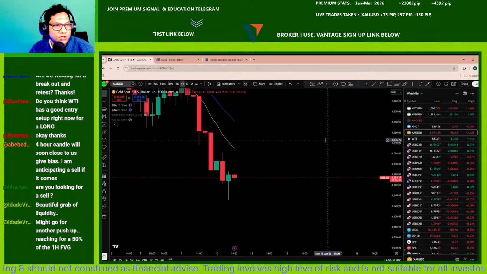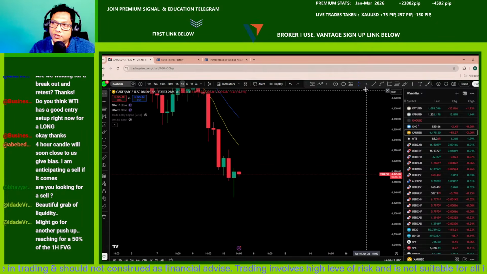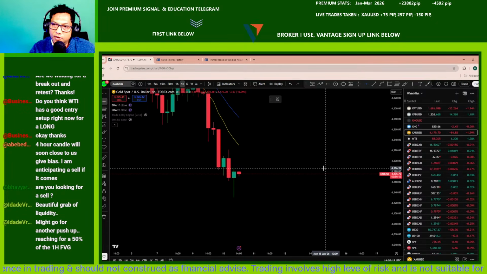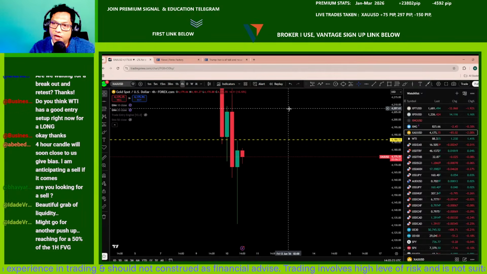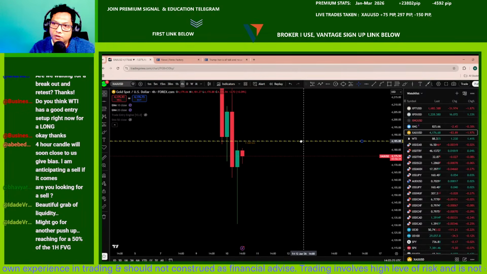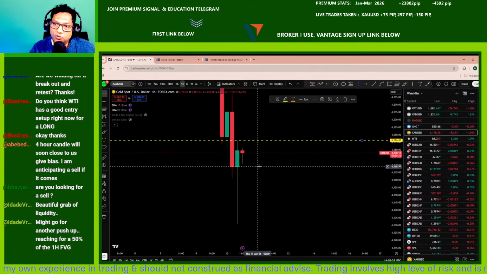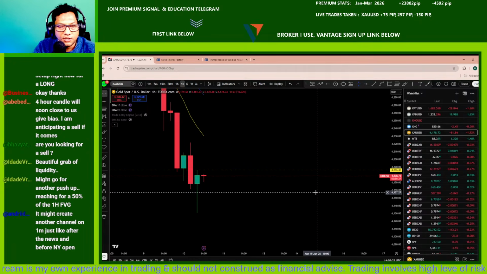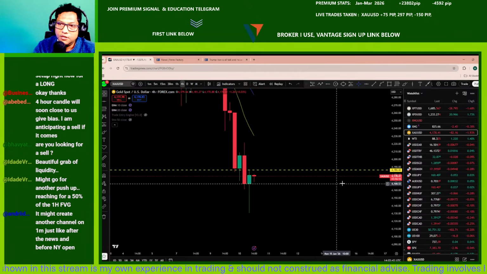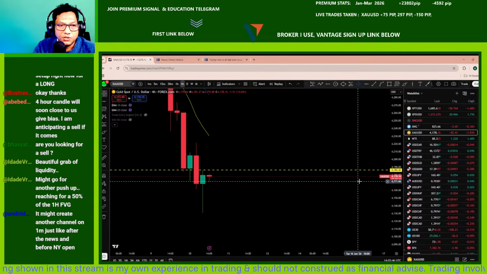This is a market creating both directions still equally important. If you look at this, this is the 4 hour resistance, and at this level, once the candle closes, I might create another channel on the 1 minute, like after the news and before NY open.